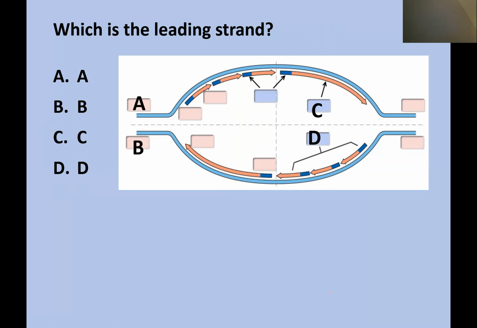Which is the leading strand? The answer is C. Leading strand is continuous and points to the replication fork.